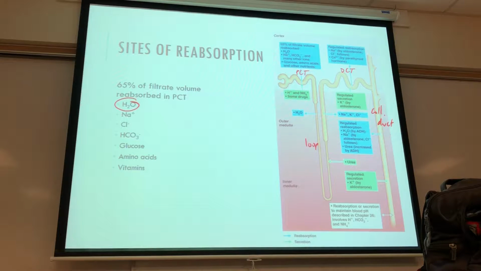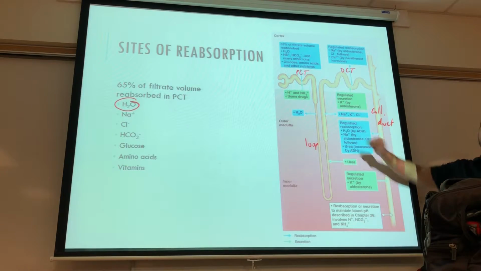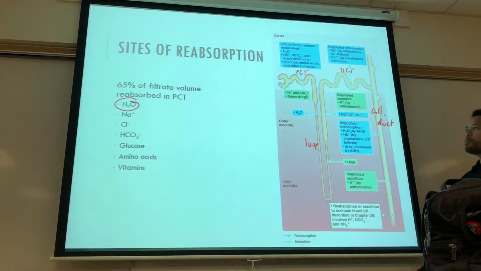The next thing to look at is when we make our way into the DCT. Again, a quick gist of reabsorption. Salts are reabsorbed, sodium, chloride, and calcium in the DCT. And then in the collecting duct, more salts. We're reabsorbing salts and we're reabsorbing water. So that's really the big chunk of it.